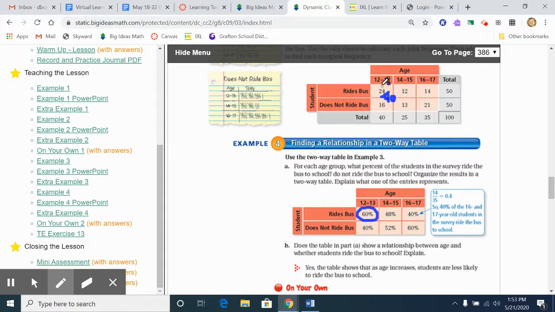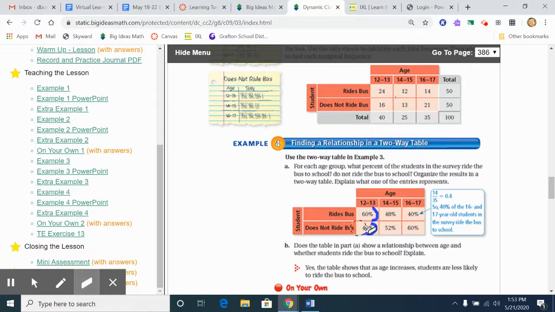So again, for this age group, if we wanted to find what percent of students don't ride the bus, we would take this 16 and divide by 40. All right, 16 divided by 40, that should give you 0.4. What is that as a percent? That is 40%. Okay, so they simply did that for each age group.